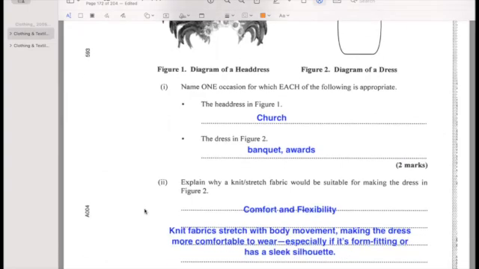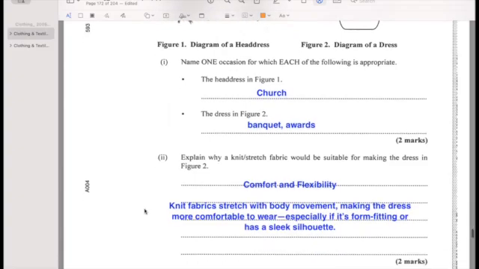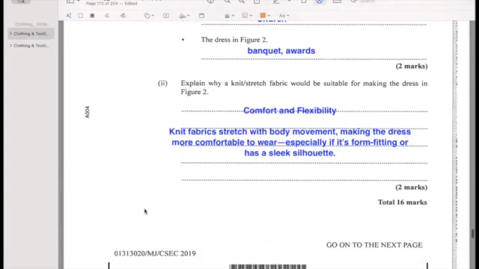Explain why a knit stretch fabric could be suitable for making the dress in figure 2. Well, for comfort and flexibility. So knit fabric stretches with the body movement, making the dress more comfortable to wear, especially if the dress is form fitting, as in a sleek silhouette.